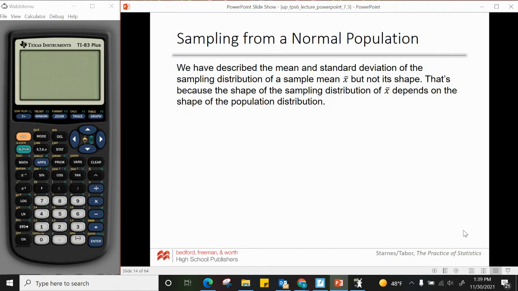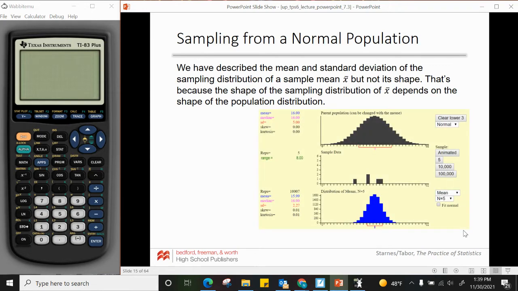We have described the mean and standard deviation of the sampling distribution. All right, the mean of the sampling distribution for means is just mu, and the standard deviation of x bar is just standard deviation over square root n. All right, but we haven't talked about the shape, and that's because the shape of the sampling distribution of x bar depends on the shape of the population distribution.